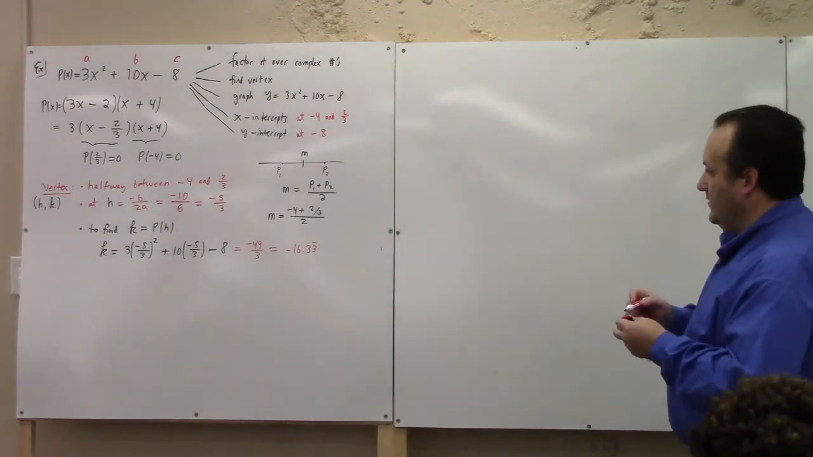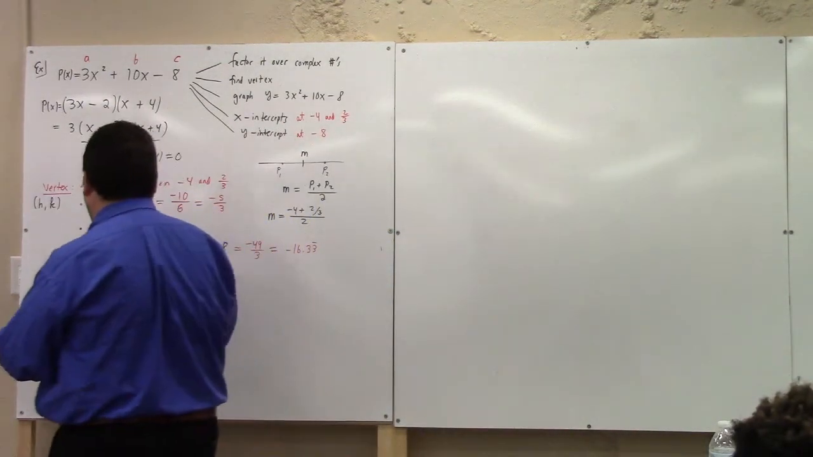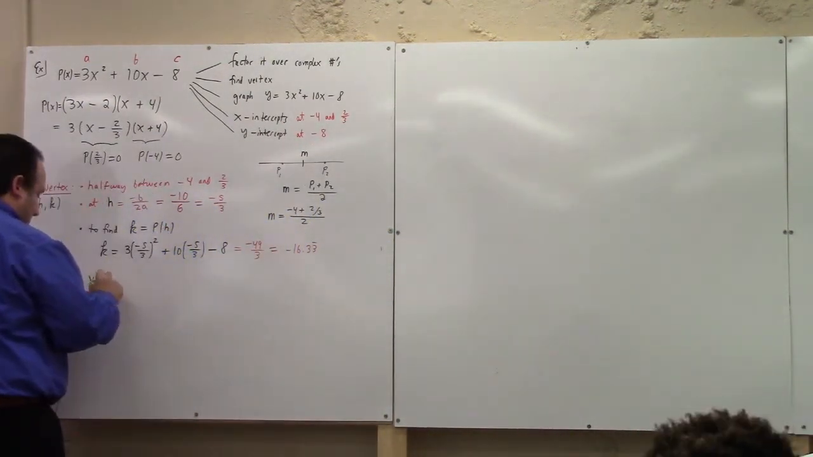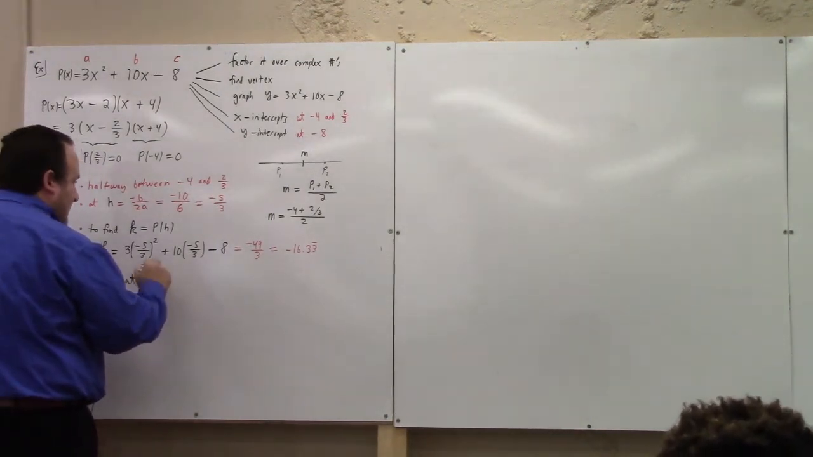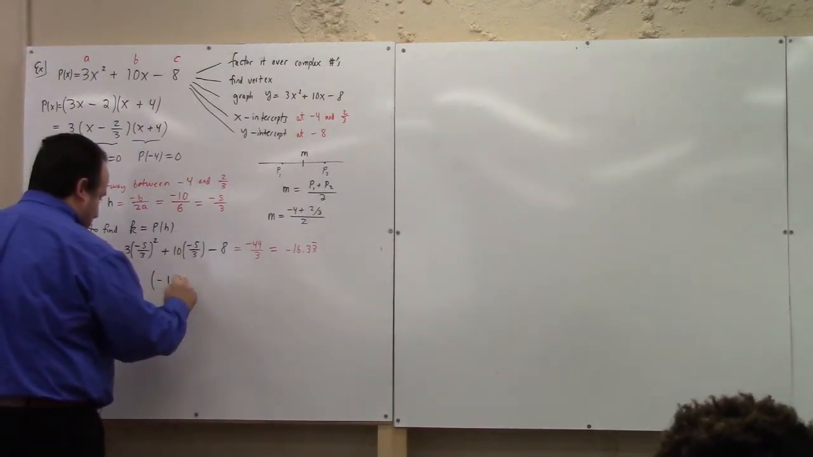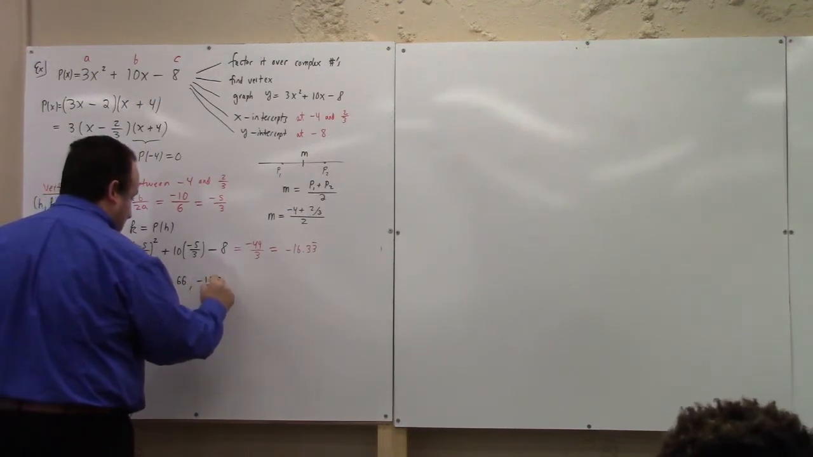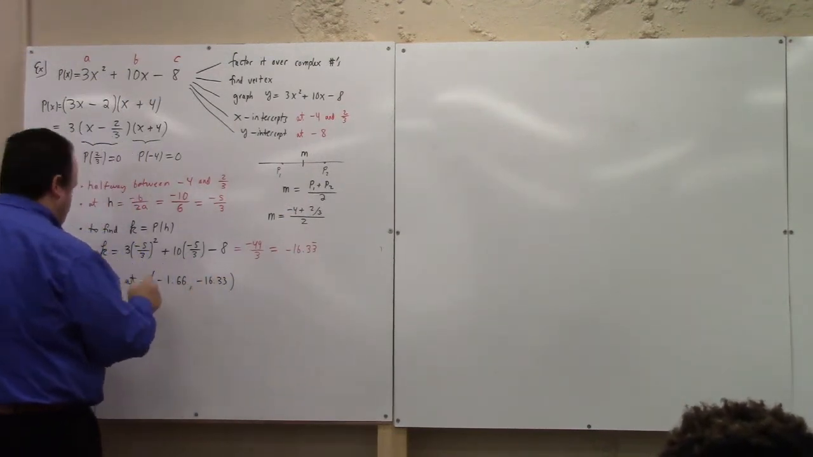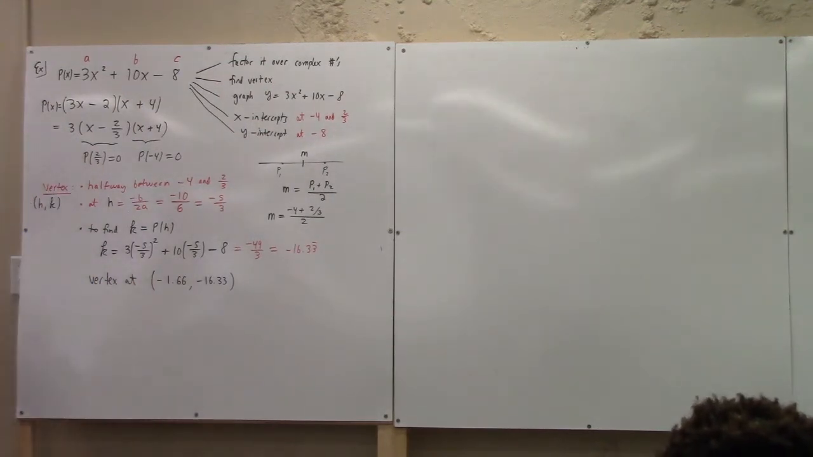All right, so what do we know? Let me summarize it here. The vertex, where is it? It's at minus 5/3, and that's minus 1.66 repeated, basically, and minus 16.33. So, approximately, but good enough for our graph, certainly. Okay, so let's graph this thing.